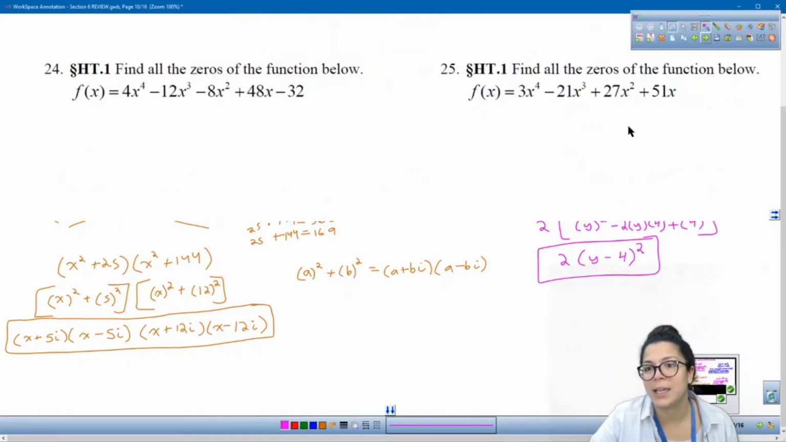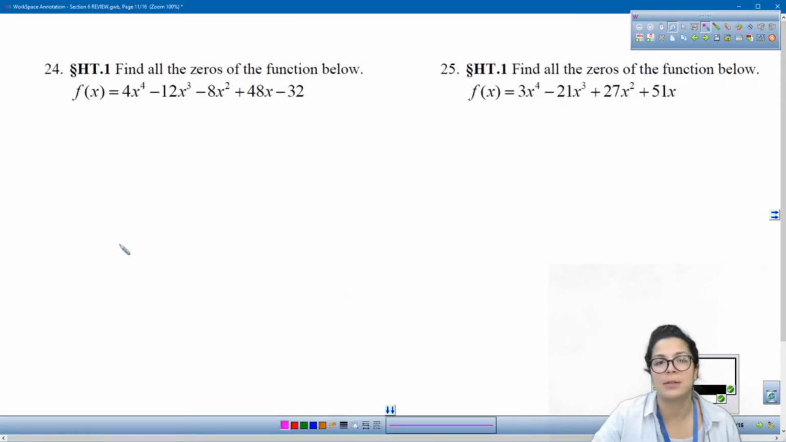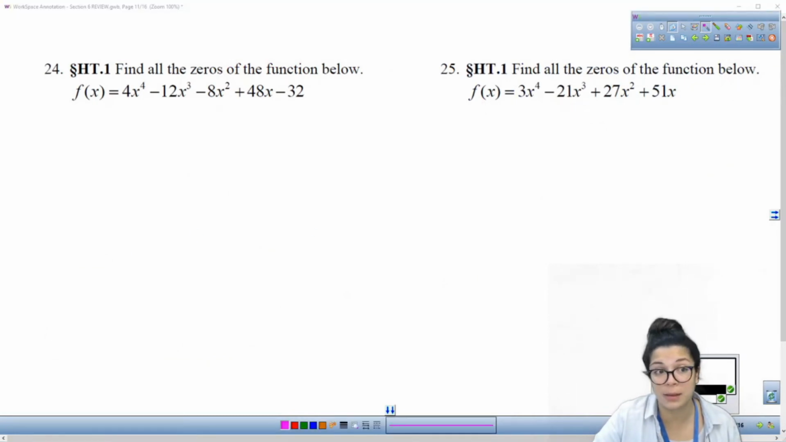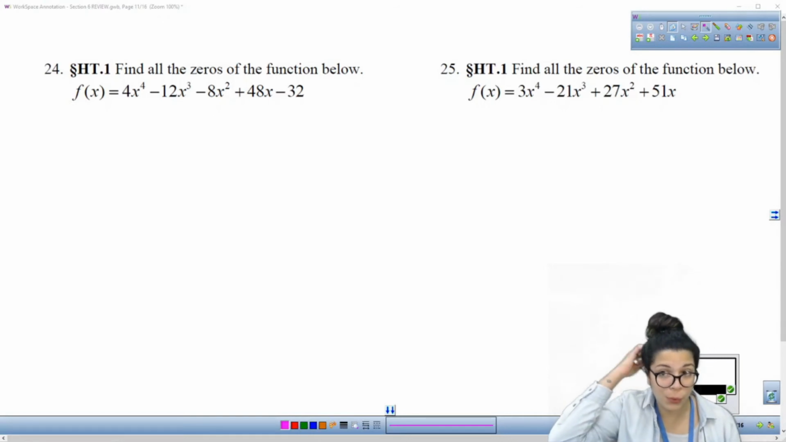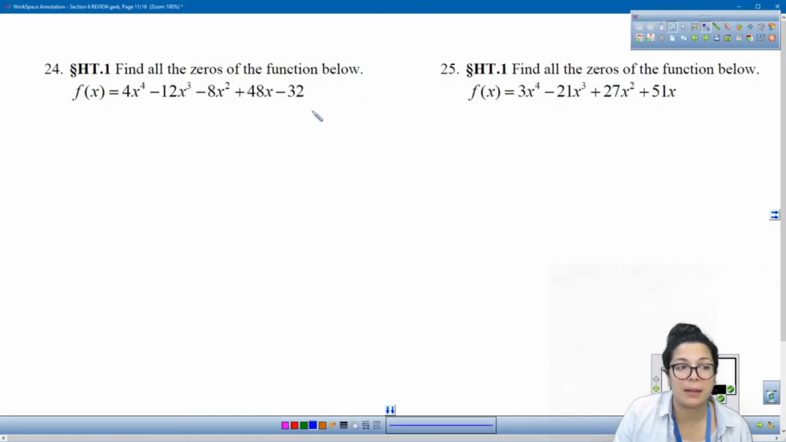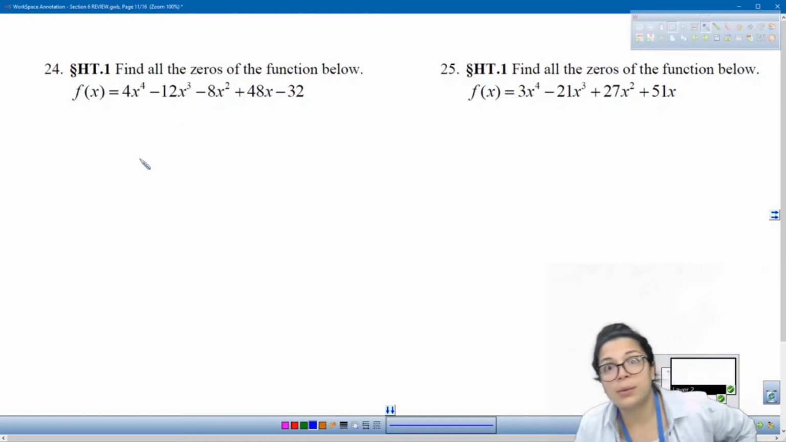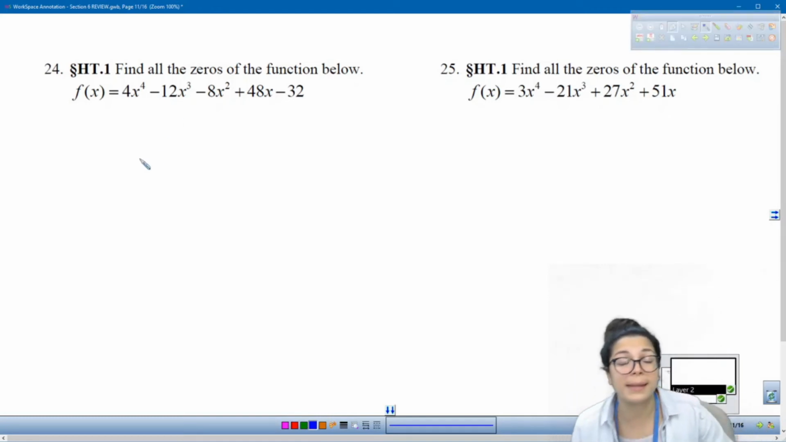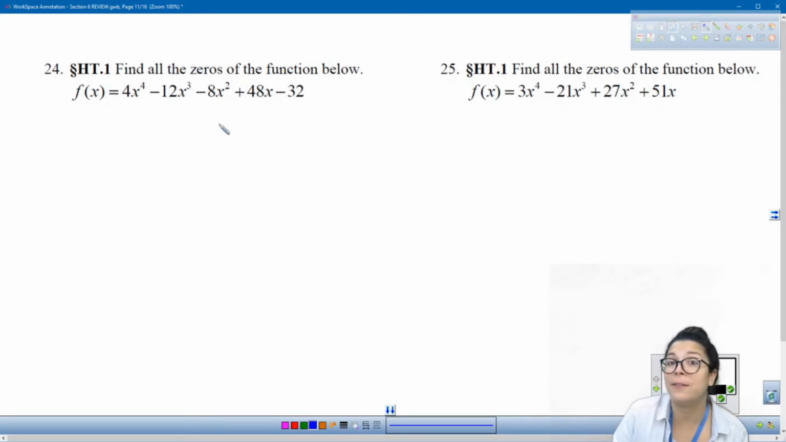Okie dokie. 24. Find all the zeros. Okay, there are 5 terms on this one, so I am going to have to use P over Q. Now, what are the values of P? The values of P are the factors of the constant term. Now, if you went ahead and tried to do all the factors of 32, which is fine, you can do that. However, if you are a little bit more aware of what you got going on and you see that you could actually factor out 4, then that'll make your life a little bit easier.